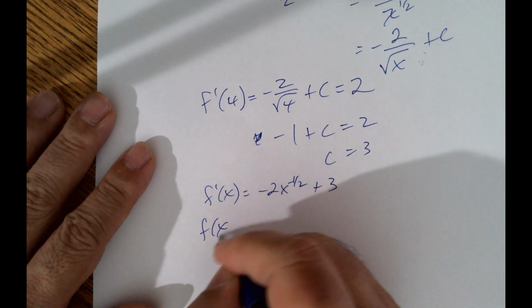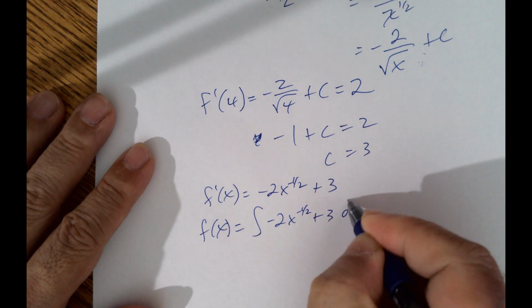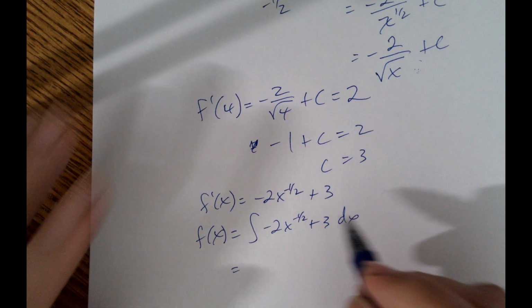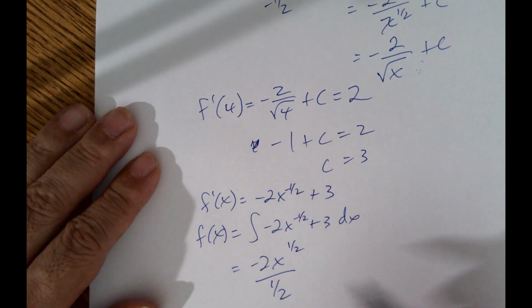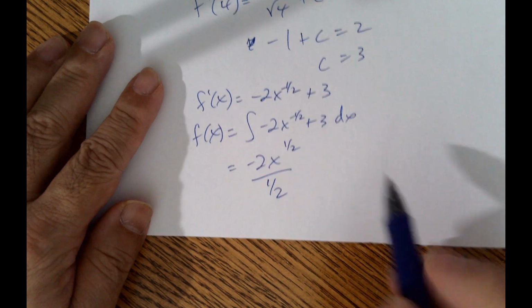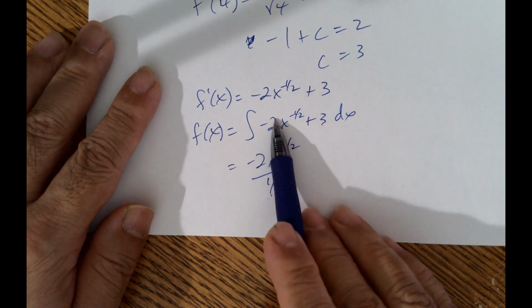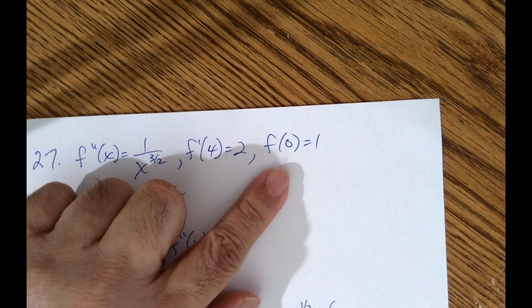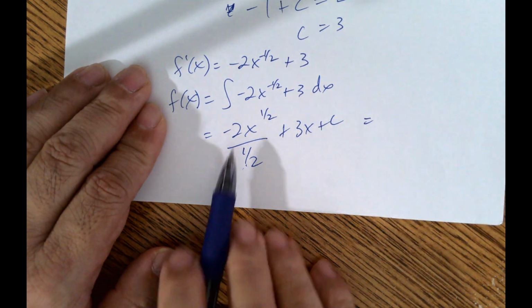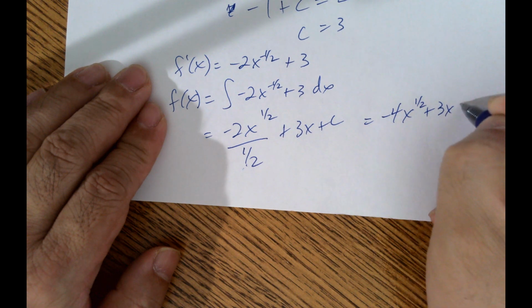And to get the function, we're going to integrate that. So it's the integral of negative 2x to the negative 1/2 plus 3 dx. So that's going to be negative 2x to the positive 1/2 divided by the new exponent. Right? I added 1 to the exponent: negative 1/2 plus 1 is 1/2. And divide by that new exponent. That negative 2 is coming from the front. Plus 3x plus c. And they tell us that f of 0 equals 1. But let's clean this up first. So this negative 2 over 1/2 becomes negative 4x to the 1/2 plus 3x plus c.